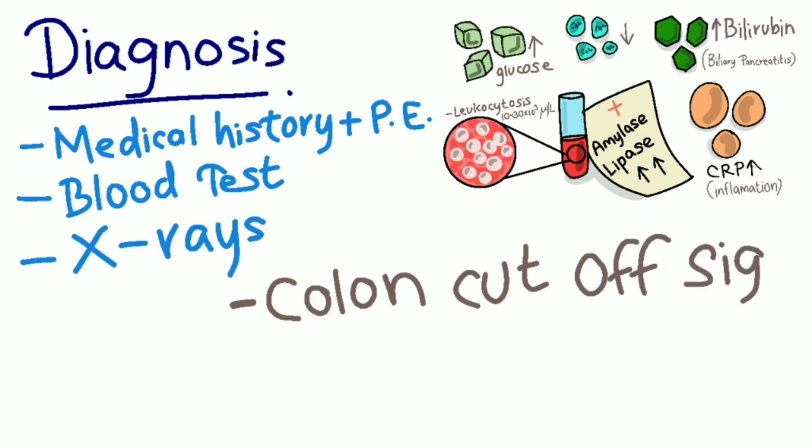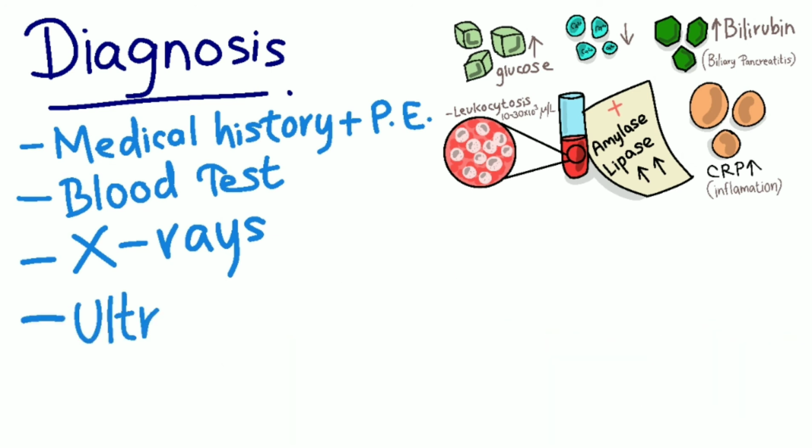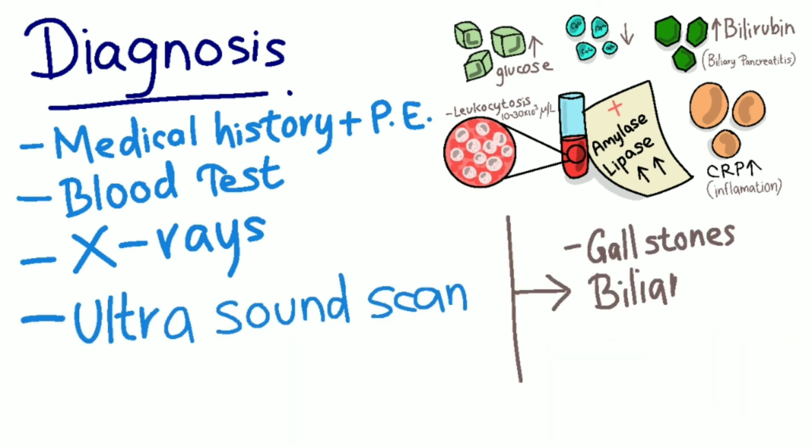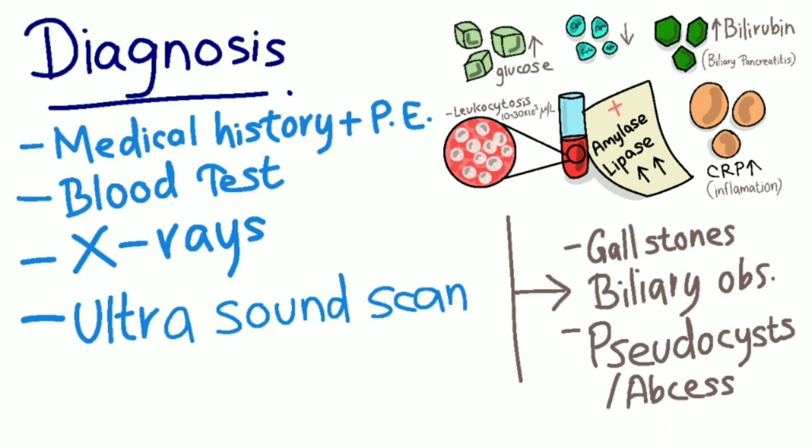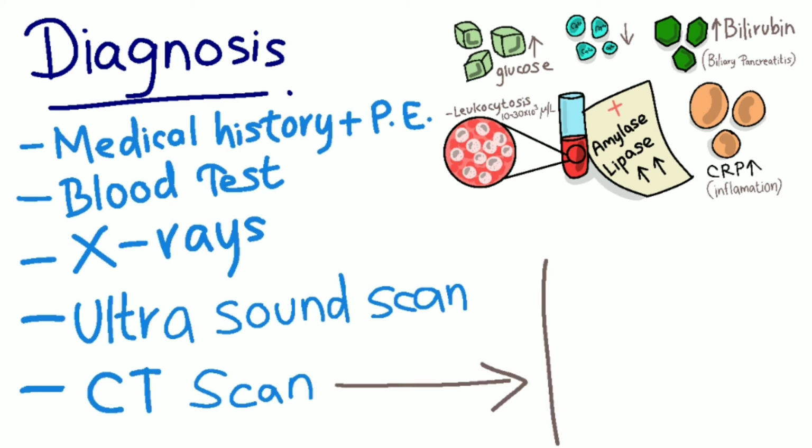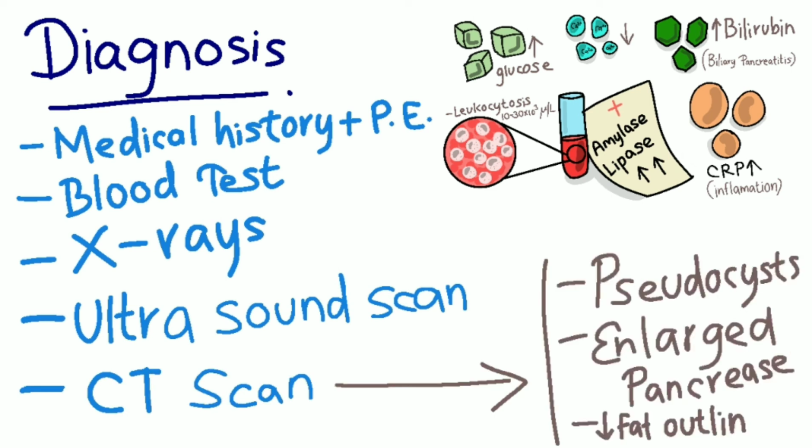From X-rays, the colon cut-off sign and sentinel loop sign can be present. Ultrasound can show gallstones, biliary obstructions, pseudocysts, and abscess. CT scans can show pseudocysts, and an enlarged pancreas with the outline of the fat layer blurred.